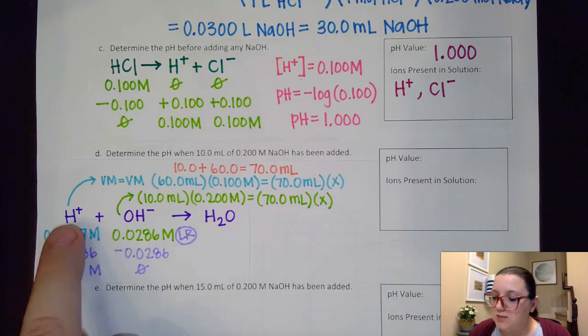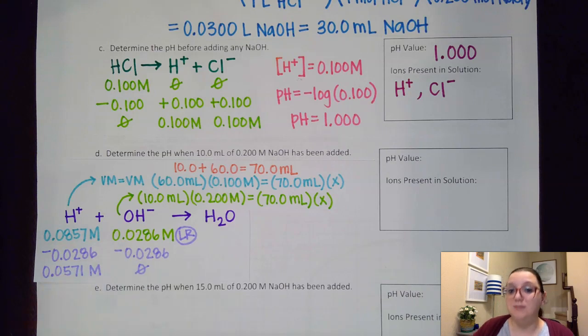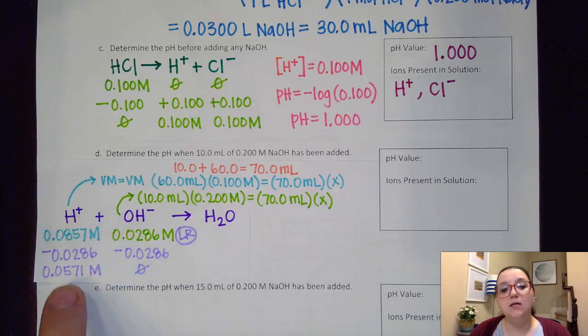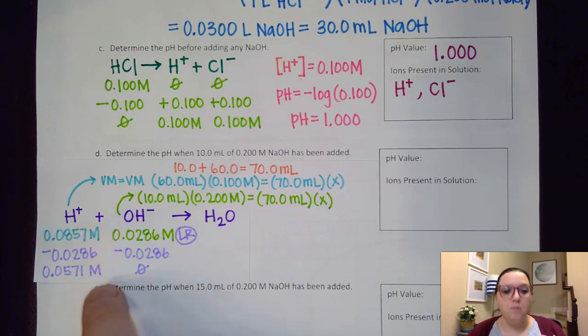For the hydrogen, since these are in a 1-to-1 ratio, I'm going to also use 0.0286 molarity of it. And so when I subtract those, that gets me an ending concentration for the hydrogen ion of 0.0571 molarity. Again, you notice it's a Rice table, it's just not an equilibrium Rice. I'm just assuming that I'm using up all of my limiting reactant, and for my excess, I'll have some remaining.